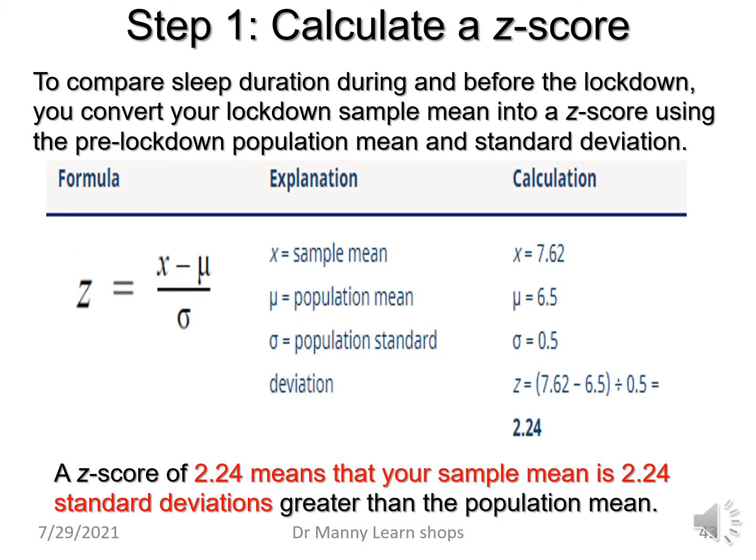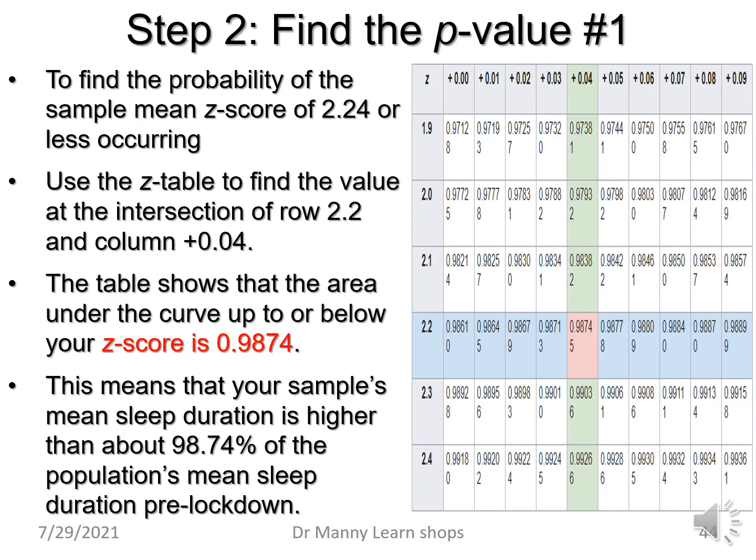Step 1 involves comparing sleep duration during and before the lockdown. You convert your lockdown sample mean into a z-score using the pre-lockdown population mean and standard deviation. A z-score of 2.24 means that your sample mean is 2.24 standard deviations greater than the population mean. Step 2, you want to find the p-value. To find the probability, the p-value, of the sample mean z-score of 2.24 or less occurring, use the z-table to find the value at the intersection of row 2.2 and column 0.04.